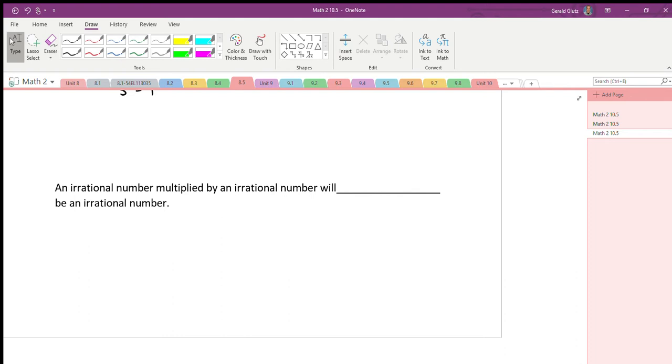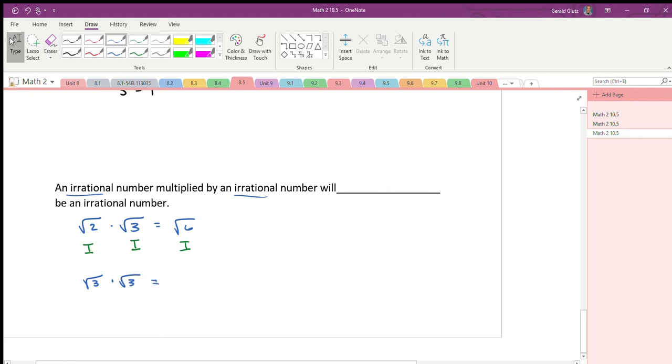So an irrational number multiplied by an irrational number, irrational times irrational. So if I have square root of 2 times square root of 3, that equals square root of 6. So this is irrational times irrational equals irrational. But what if I do square root of 3 times the square root of 3? That equals 3. So that's an irrational times an irrational that equals a rational number. So if you multiply two irrational numbers together, it could equal an irrational number or it could equal a rational number. So this is sometimes.